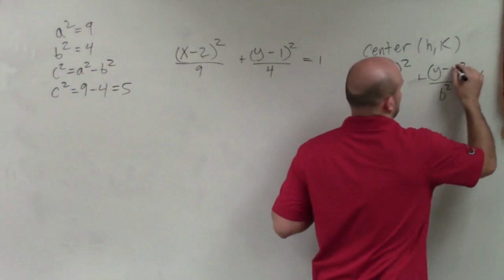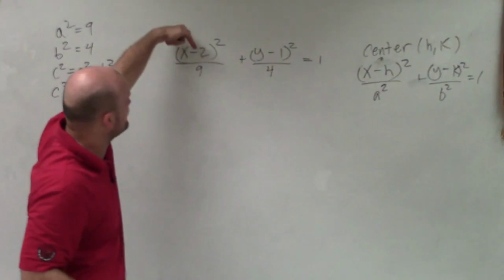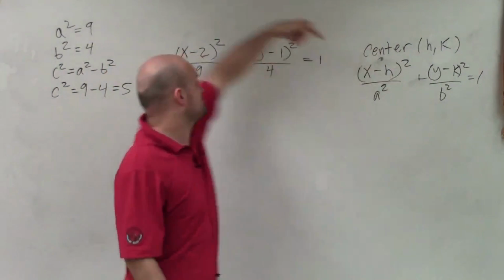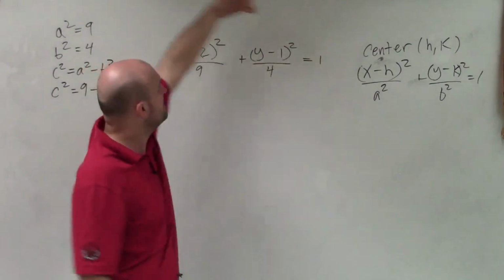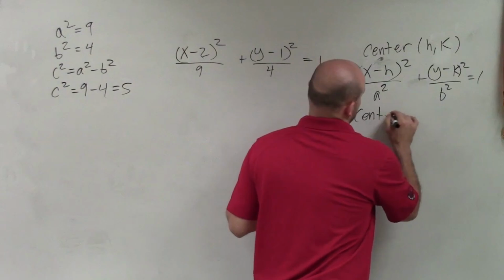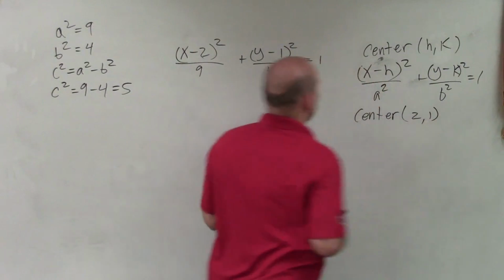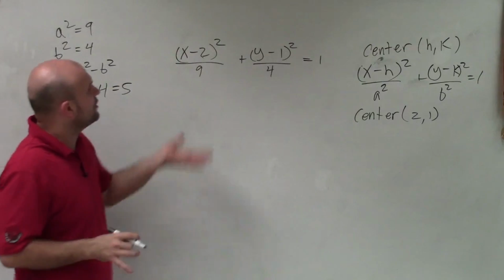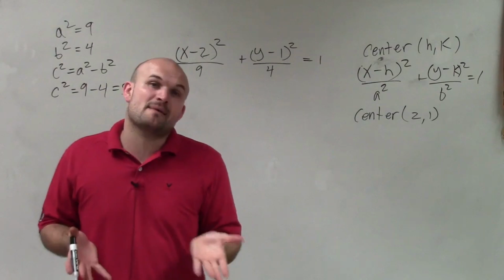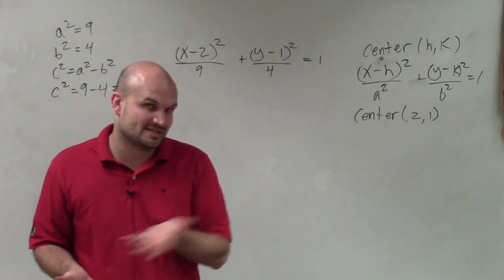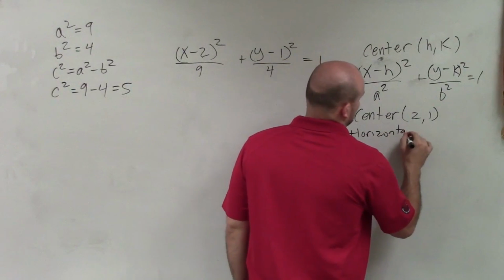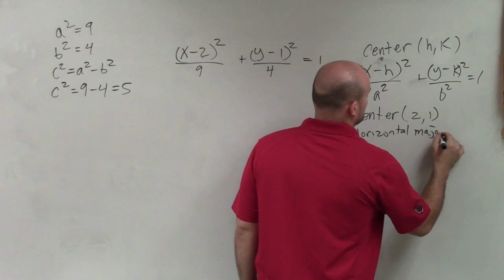Since we have a minus 2 and a minus 1, remember, it's the opposite of h. So the opposite of minus 2 is going to be 2, and the opposite of minus 1 is going to be positive 1. So therefore, I can say my center is (2, 1). And the next thing is, my a squared is under the x. Whenever my a is under the x, I know that my major axis is going to be horizontal. So I'm going to have a horizontal major axis.